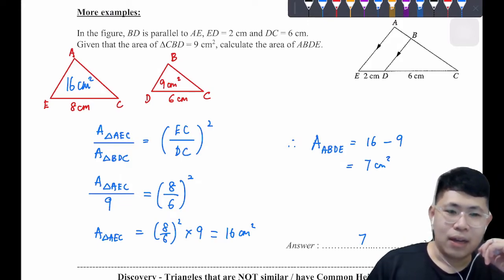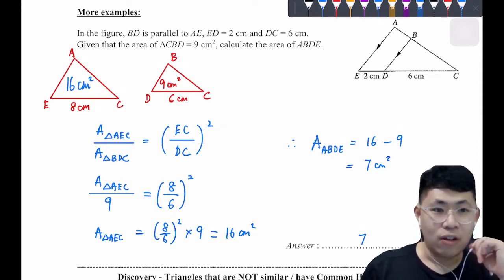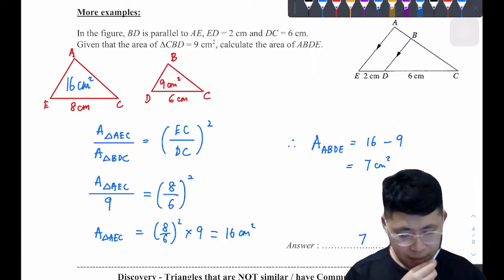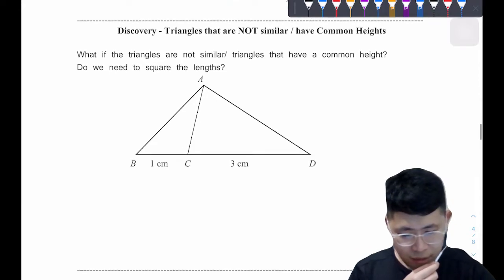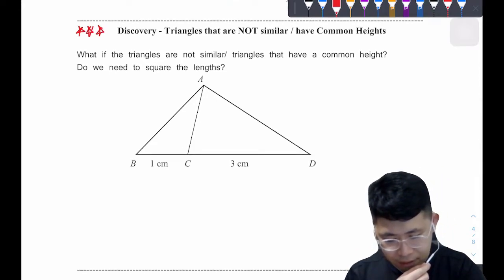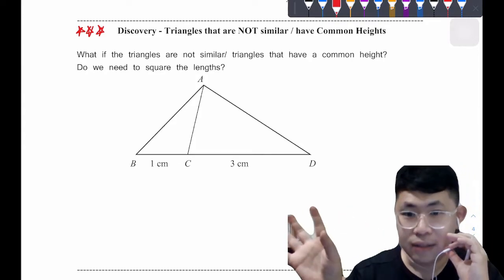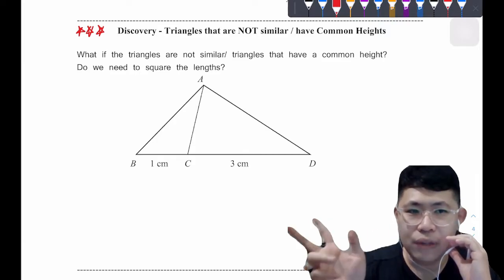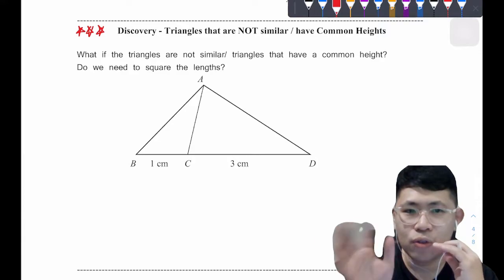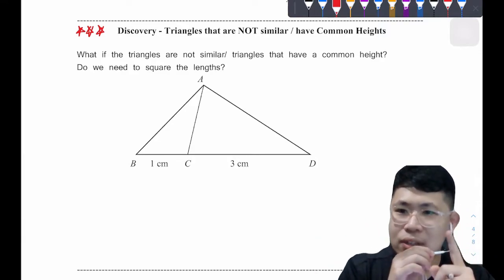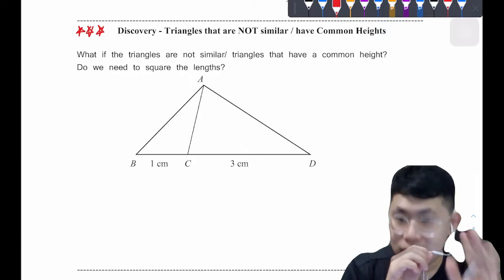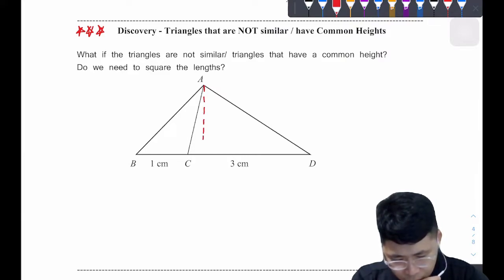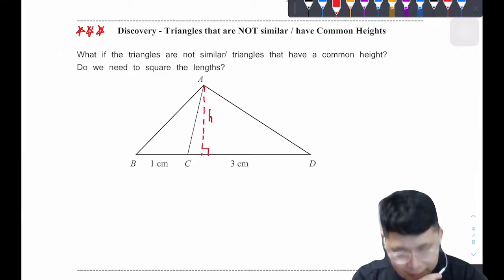Now I'm going to end off this video with one last concept, but this concept is very important. I want you to look at this set over here. Now instead of similar triangles, I want you to look at triangles with common heights. So what if the triangles are not similar and the triangles have a common height? Where is the common height? The common height is actually over here. This is the common height, the 90-degree height.